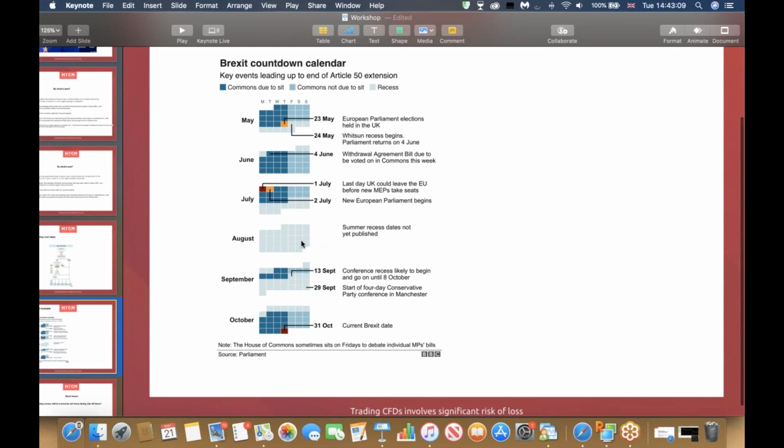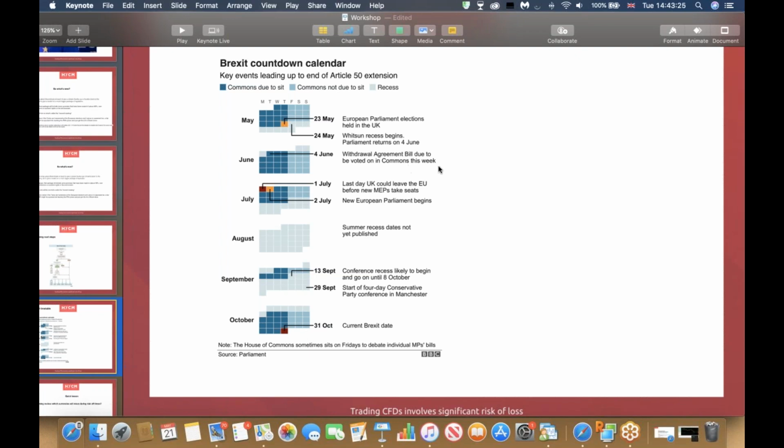Then there's the summer holidays. After the summer holidays, there's the conference where we get the election of the new Tory leader, and then we get the current Brexit date of the 31st of October. So that's the timeline of events.